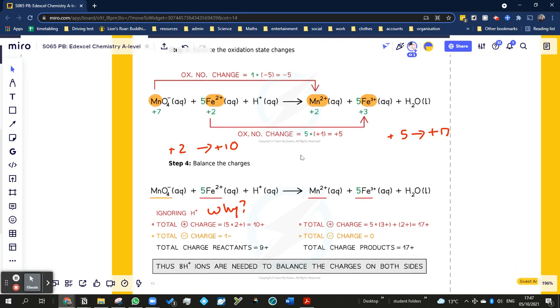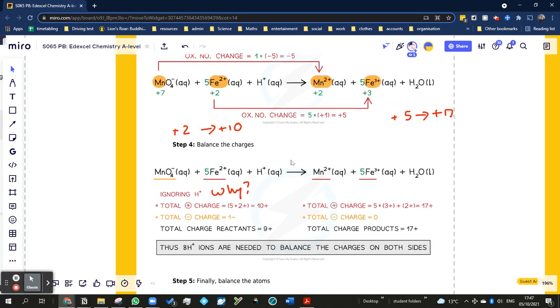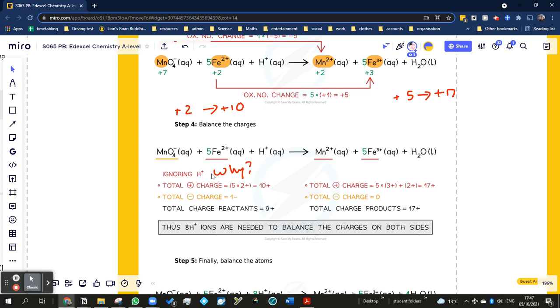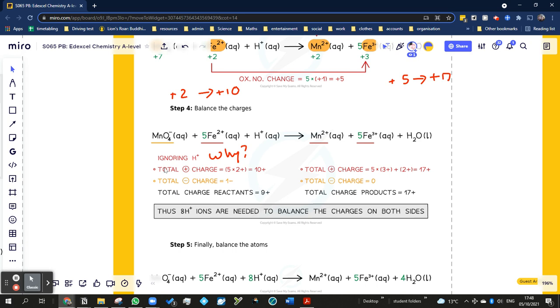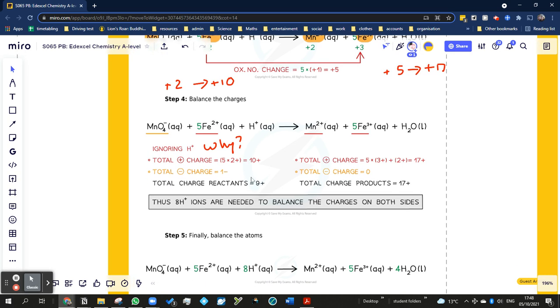Now, however, if we look at the charges, they don't balance out. For a moment, we're going to ignore the H plus ion. The reason for that is because we're going to use that later on to finish balancing the charges. So you'll see what I mean. If you ignore the H plus ion, we first look at the total charge. So we've got 5 times the 2 plus, adding to 10 plus, and then we've got this -1, which means the total charge of the reactants is 9 plus.